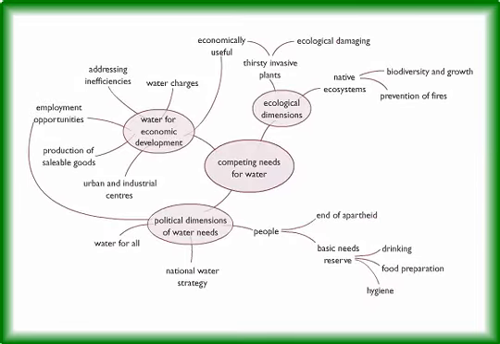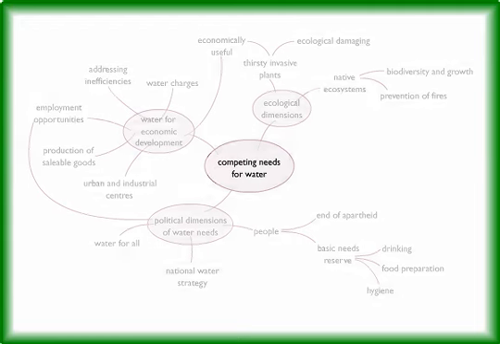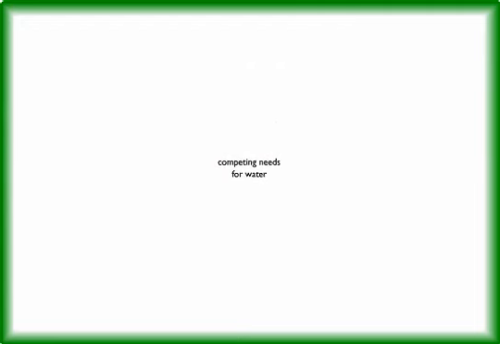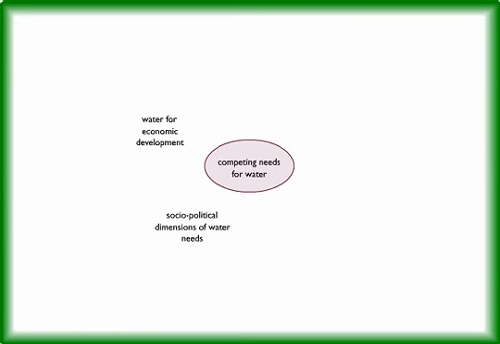In spray diagramming, choosing your central theme is important. Competing needs for water seemed like a particularly important topic to structure my understanding of the WWP from the summary. Once I'd chosen my central theme, I circled it. Constructing a spray diagram helps you understand the central theme in a systemic way.